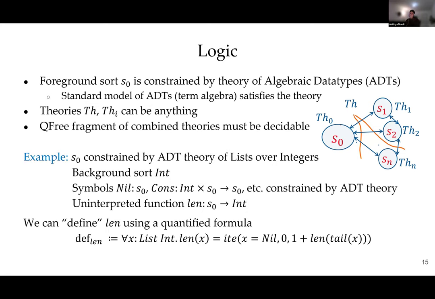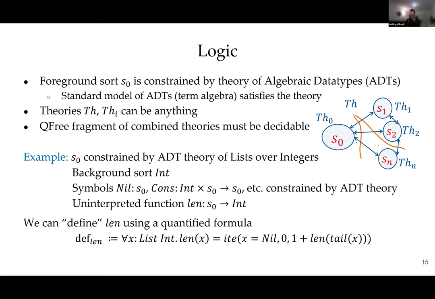So here's an example. Let's say that the foreground sort is constrained by an ADT theory of lists over integers. That's a very specific ADT. You have a background sort of integers. And so the symbols nil, cons, head, tail, etc. would be constrained by the ADT theory. And then you'd have symbols like plus, minus, less than, which would be constrained by the integer theory.